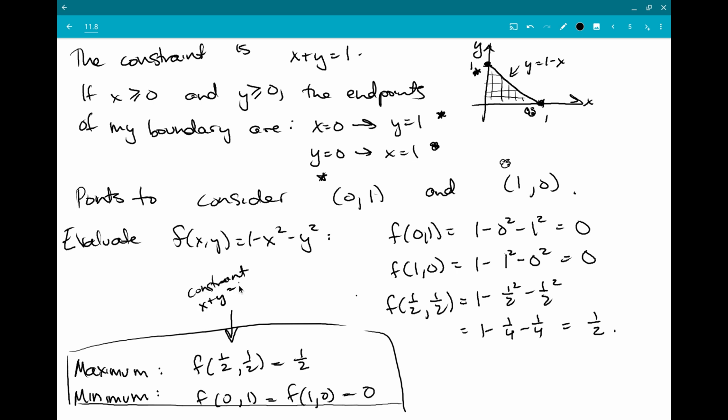I just want to say, important to note, our constraint x plus y equals 1 shows up in the inputs. So 1/2 plus a half is 1, 0 plus 1 is 1, 1 plus 0 is 1. Our maximum and minimum show up where whatever f is equal to. So the biggest f can be when this constraint is satisfied is a half. The smallest it can be when this constraint is satisfied is 0. That's just the way to interpret the different parts of this result.